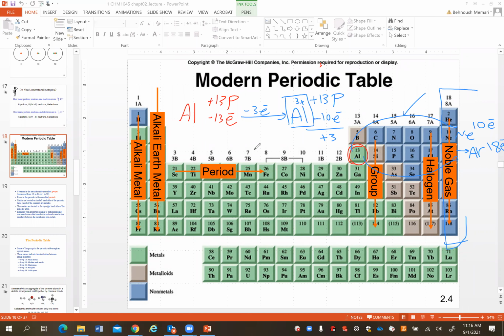Now, let me erase the other one for aluminum. So we are looking at oxygen now. Oxygen can be like neon. Okay, that's one choice, to be like neon. The other choice would be like helium. If it wants to be like neon, how many electrons must it gain to be like neon?